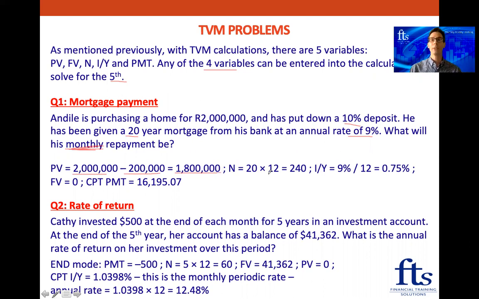And how many periods are there? Well, he's doing monthly repayments. So there's going to be 12 repayments a year for 20 years. So there's going to be a total number of periods of 240. And now the interest rate per compounding period. So the annual rate is 9. He's paying monthly. So we're going to divide that annual rate by 12. So this means that his monthly rate is going to be 0.75%. And the future value is nothing, because he's going to pay off the loan in full after 20 years. And all we need to do is hit the payment button, and there we go. So that's how much he needs to pay every month for 20 years.